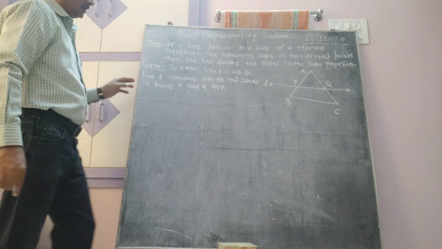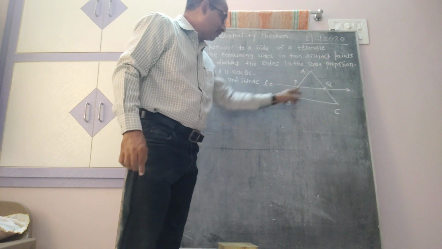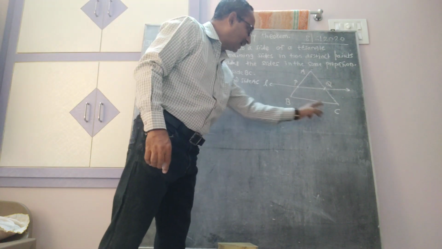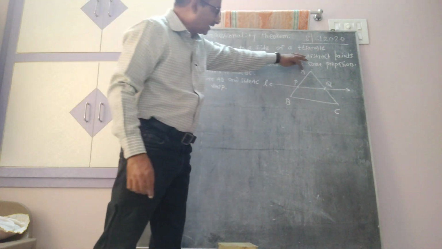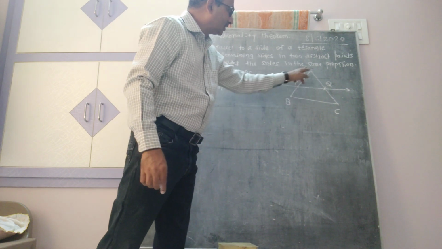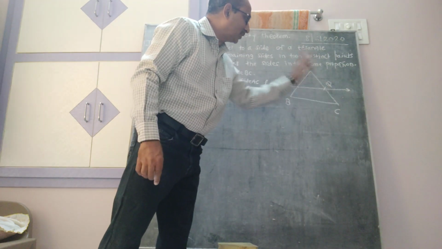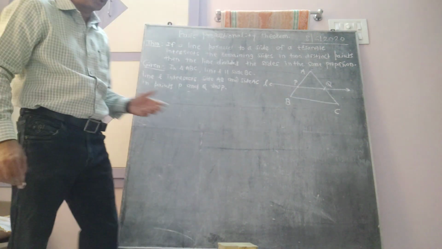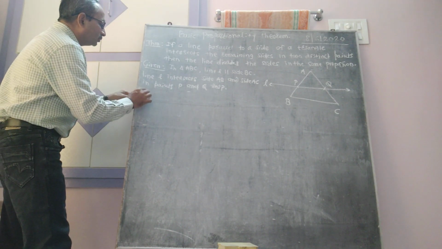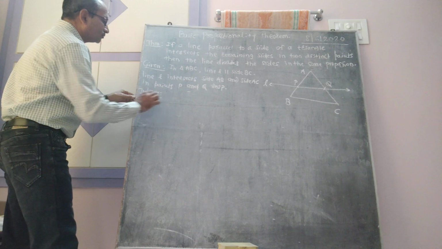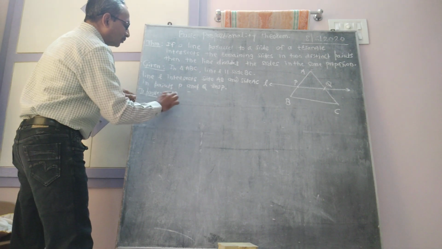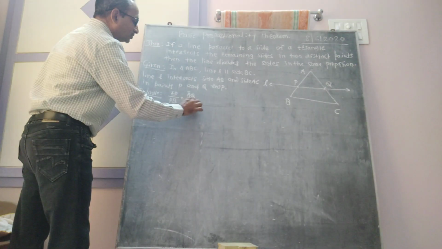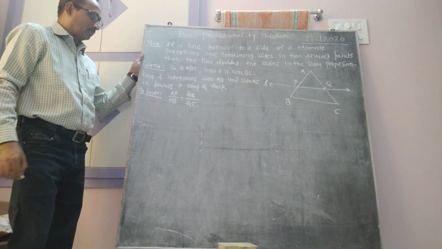So, this line L, which is parallel to a side of a triangle, meaning line L is parallel to side BC, intersects side AB in point P and AC in point Q. Then this line divides these two sides in the same proportion. Meaning we have to prove here AP upon PB is equal to AQ upon QC. This is our to prove.